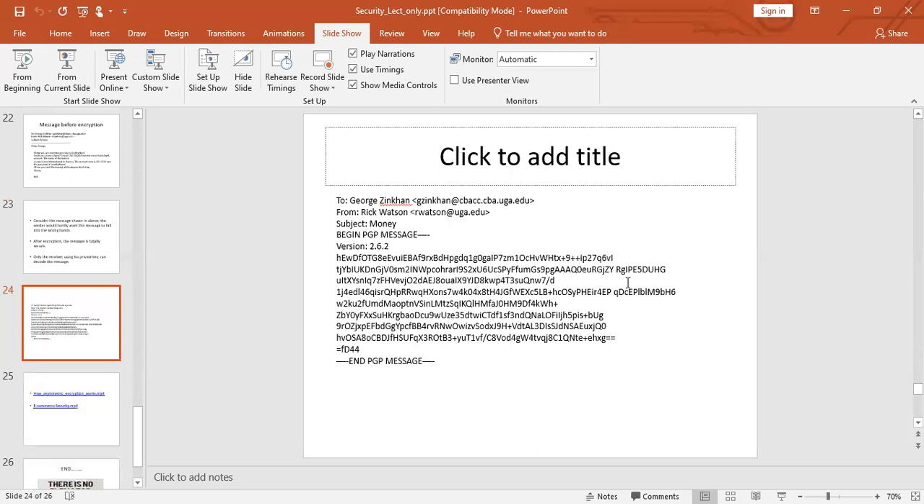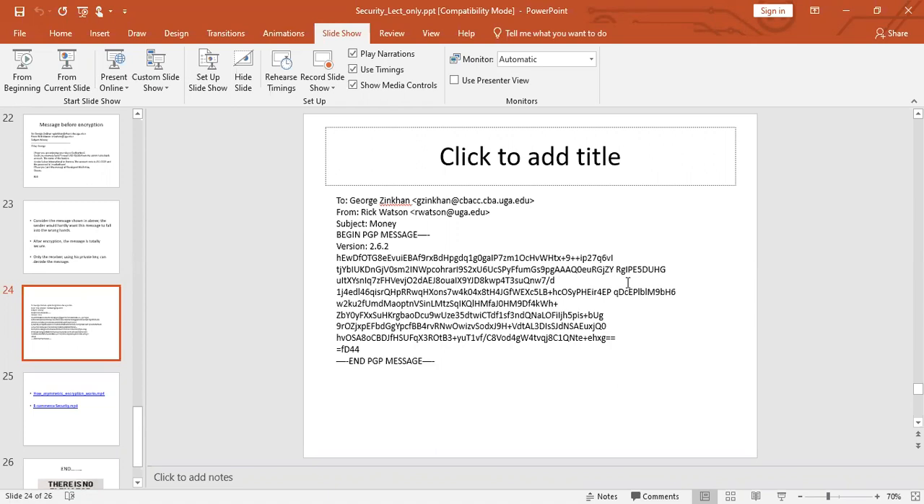So once you lock or encrypt the message, if it is intercepted by any other person apart from George, you know, what Rick did was that Rick encrypted the message and gave the key to George. So when George received the message, George will use the key given to him by Rick to unlock the message. Once George keys in the code or the password, what we call the key, he'll be able to get the message as intended.